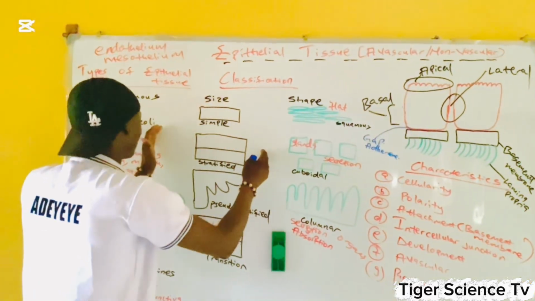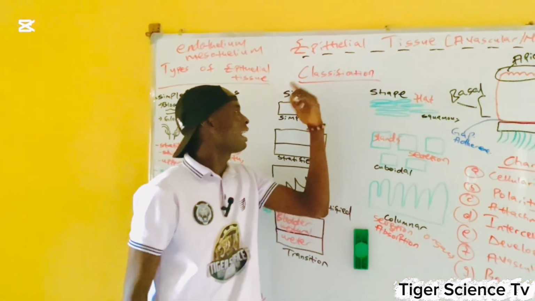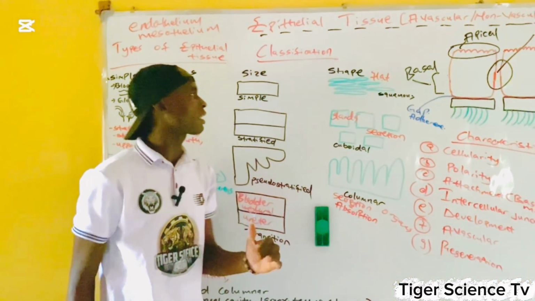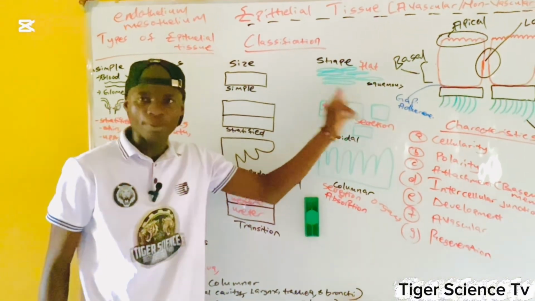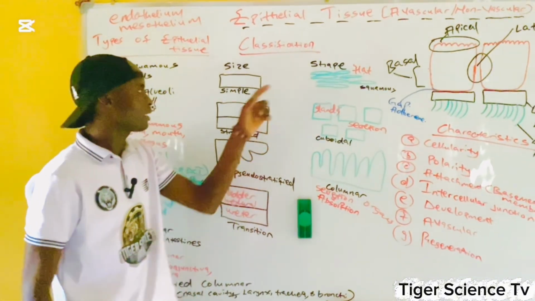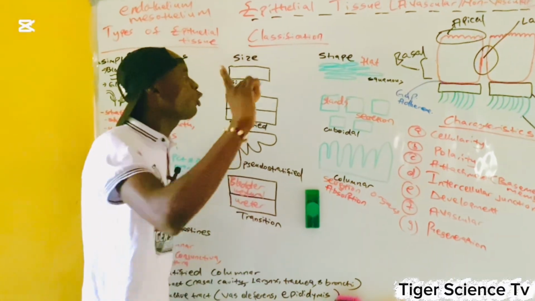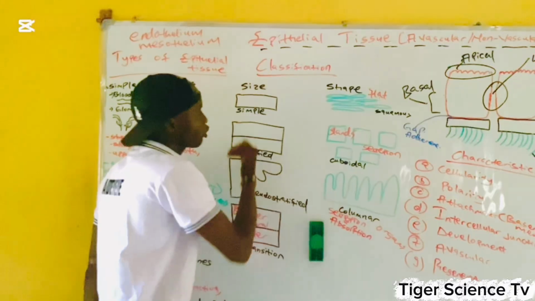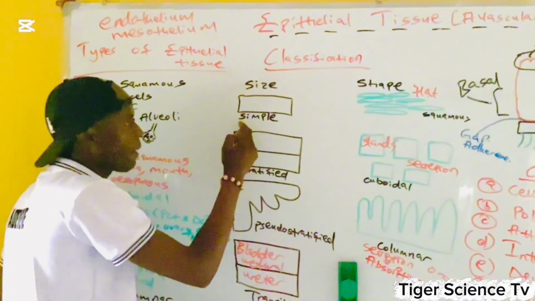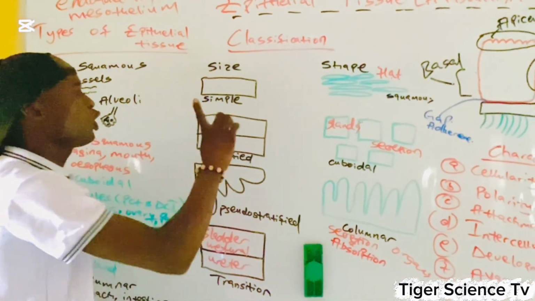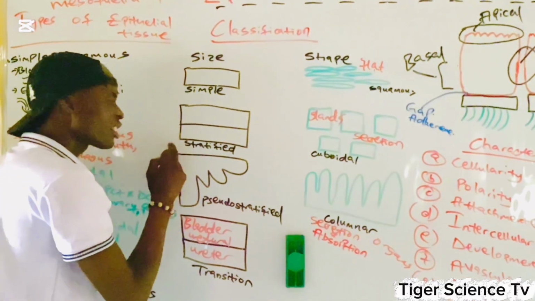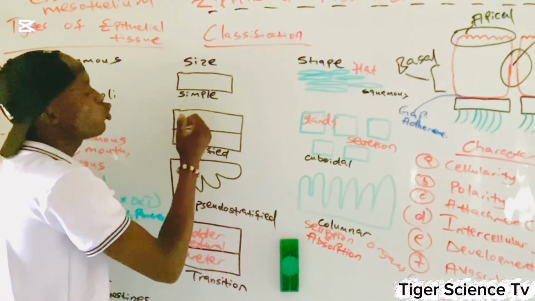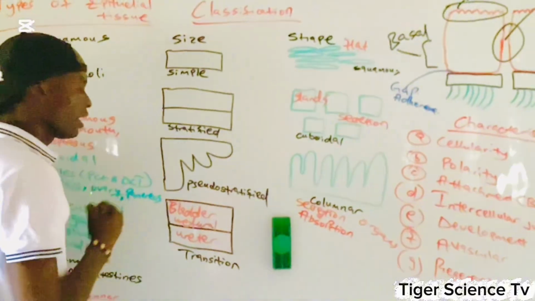Let's see the classification and the types very quick. So now, class, epithelial tissue can be classified based on size and shape. You see that? Based on size and shape. Now, there is one golden rule that guides epithelial tissue. The size must always come before the shape. Now, let's talk about the size. When we say simple epithelium, it is a type of epithelium with a single layer. Now, stratified epithelium has 2 or more layers.